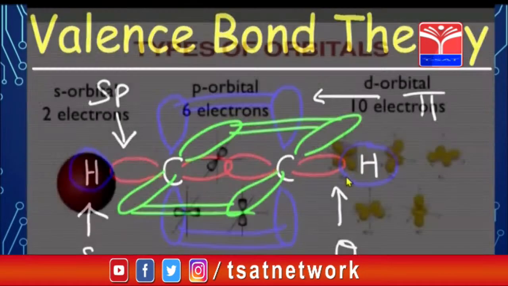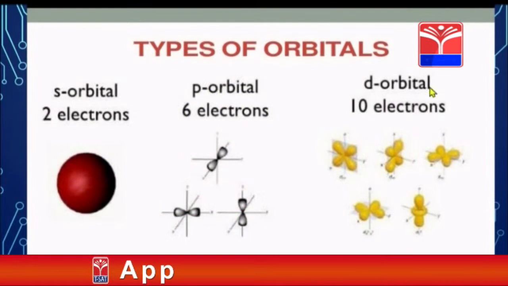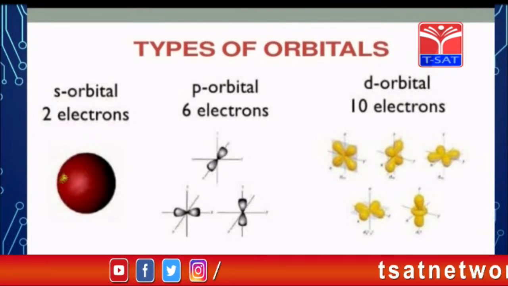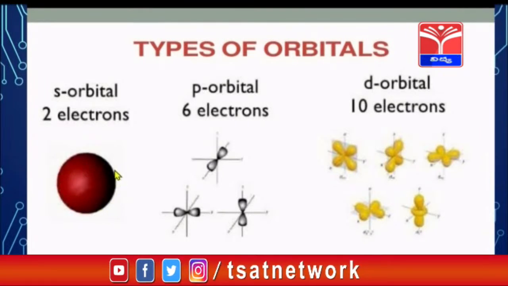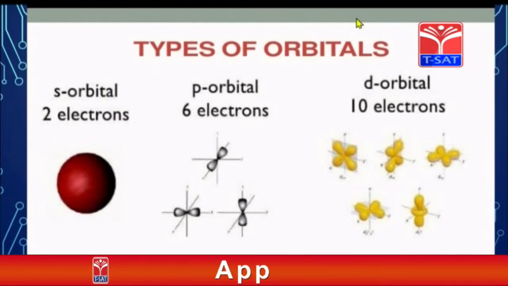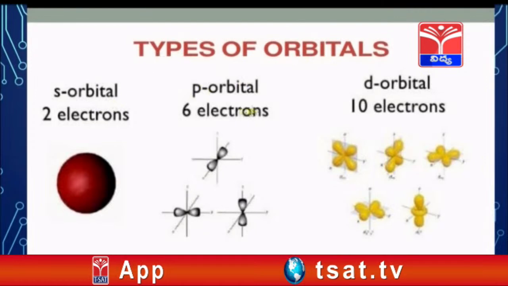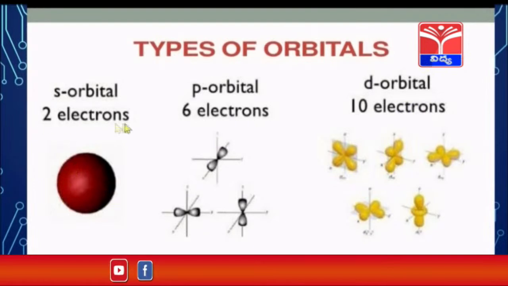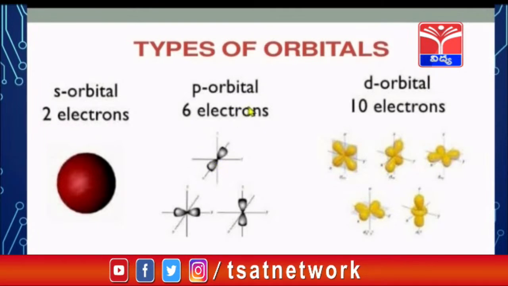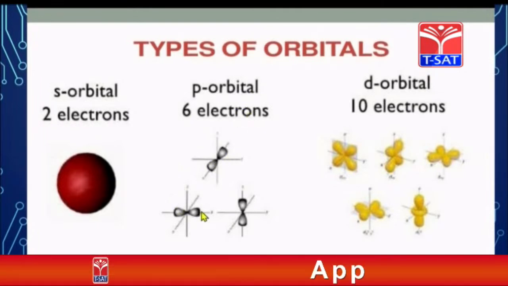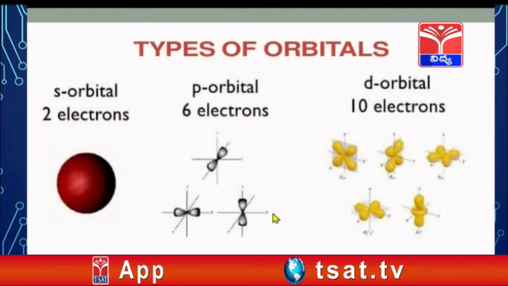As we know, there are three types of orbitals present in an atom. What is an orbital, children? It is the space around the nucleus in an atom where an electron can be found most often, isn't it? So if you see the types of orbitals, we have s orbital, p orbital and d orbital. The shape of s orbital is spherical. It can accommodate two electrons. The shape of p orbital is dumbbell. In p orbital, we have px orbital, py orbital and pz orbital.